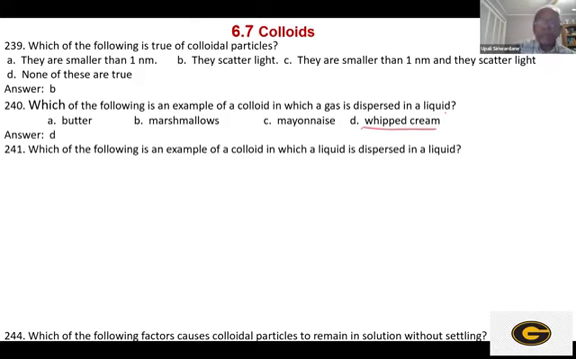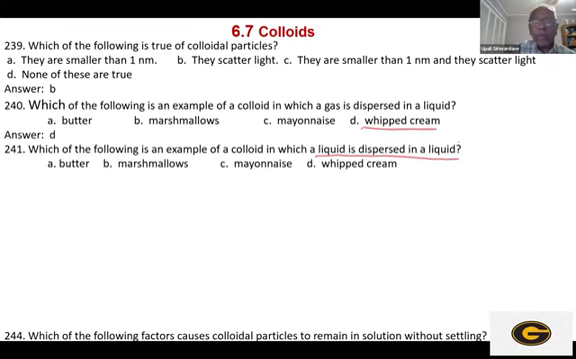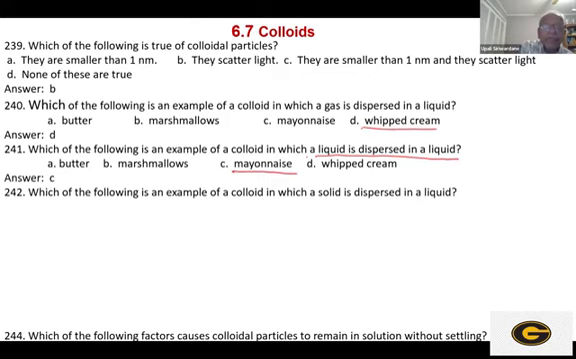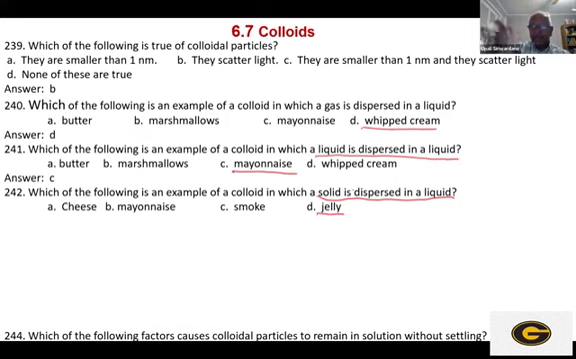Which of the following is a liquid in a liquid? Mayonnaise. Which of the following is an example of a colloid in which a solid is dispersed in a liquid? That's a jelly.